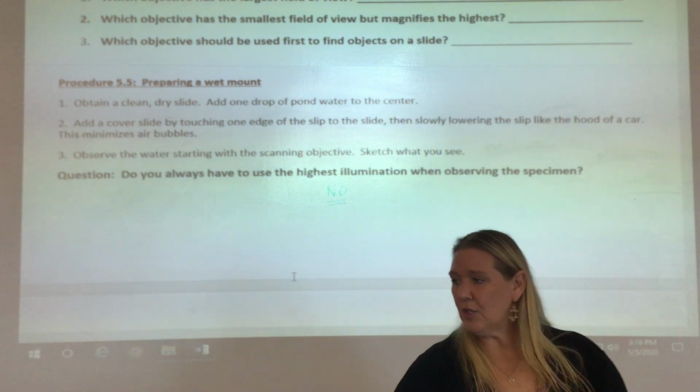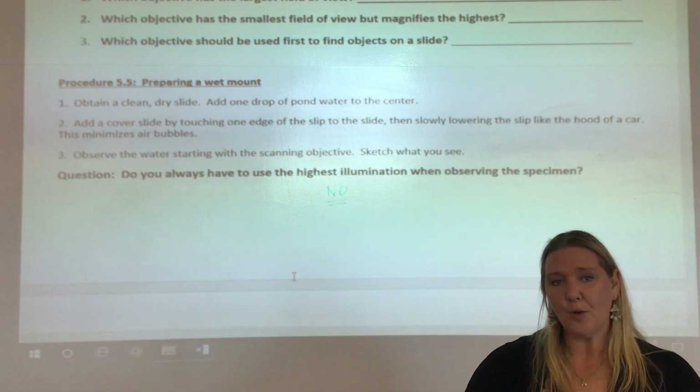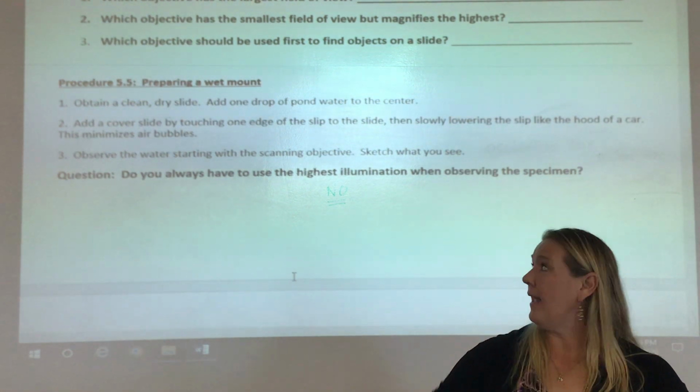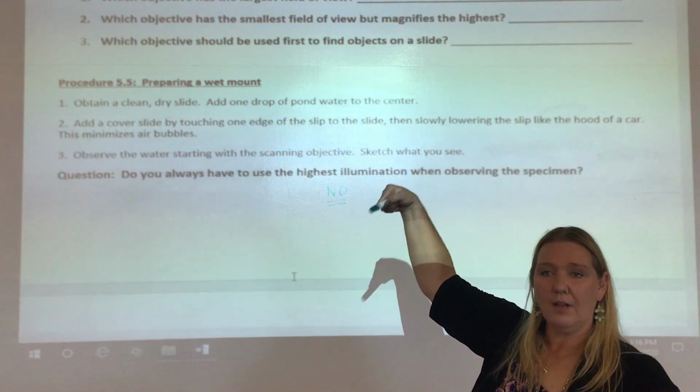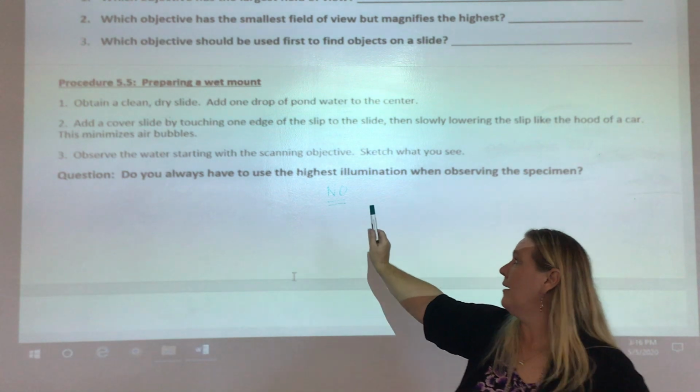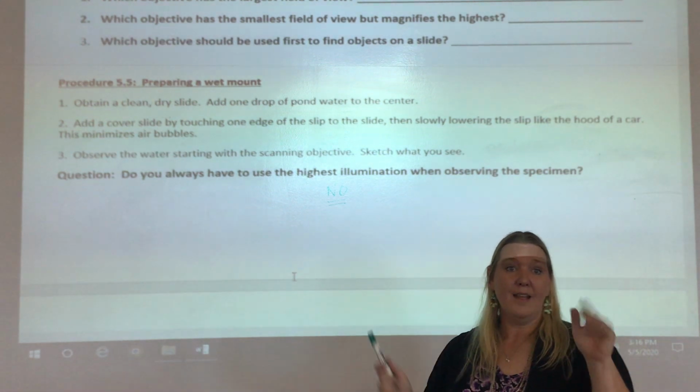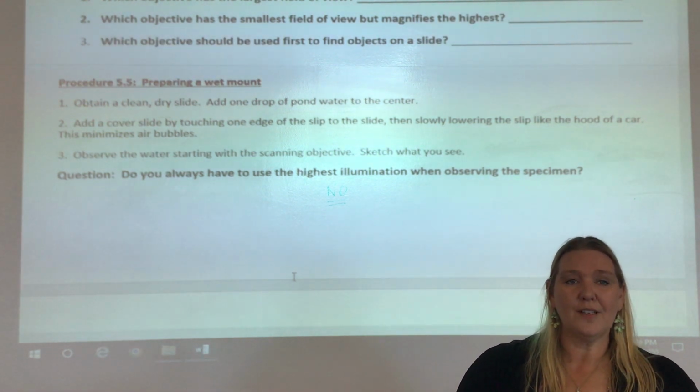So the microscope lab is pretty short. Parts of a microscope, total magnification, field of view, and which one has the most field of view or the least, and then the illumination question. Thank you, and make sure you email your professor if you have questions.